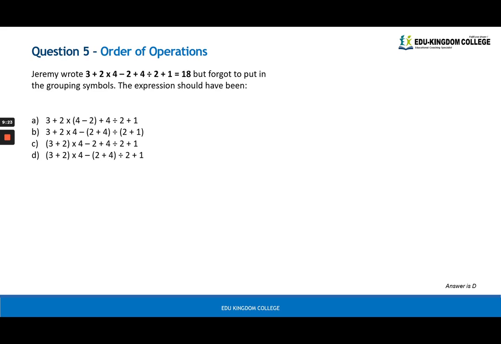Number 5. This one, if you were struggling, you can guess and check. Answer is D. Let's see if we get 18. 3 plus 2 is 5. 2 plus 4 is 6. Now what's next? You do the division. 6 divided by 2 is 3. 5 times 4 is 20. 20 minus 3 plus 1, you go in order here. 20 minus 3 is 17, plus 1 will indeed get you to 18. So just don't forget your BODMAS, please.